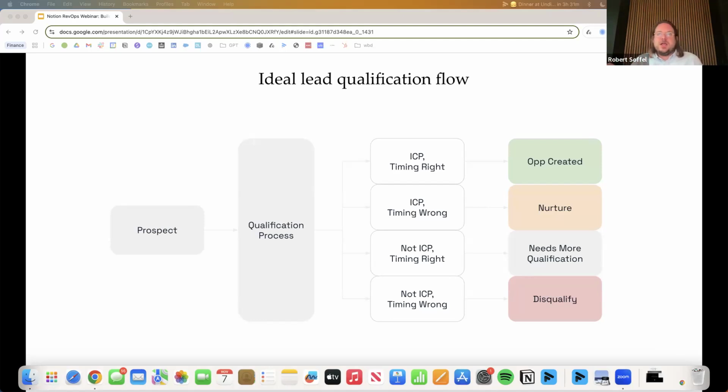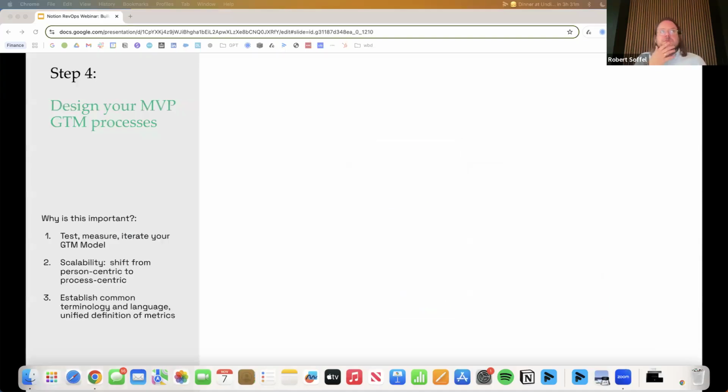And then last but not least, not ICP and timing wrong, you just get rid of it, disqualification. So really the takeaway here is that you're empowering your sales development people and your salespeople to own this process themselves. Sometimes I see placeholder stages in the sales funnel, for example an SQL approval stage, which is an unnecessary thing if you empower your salespeople to own this process themselves. So step 4 of 6 is designing your go-to-market processes.